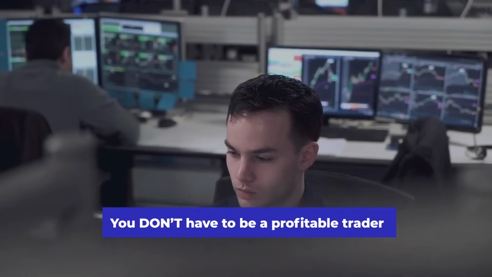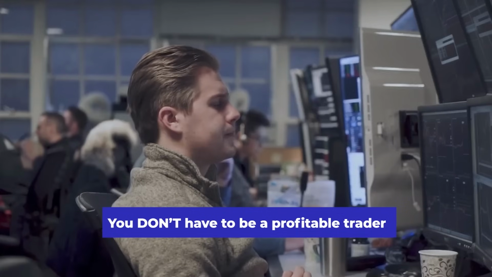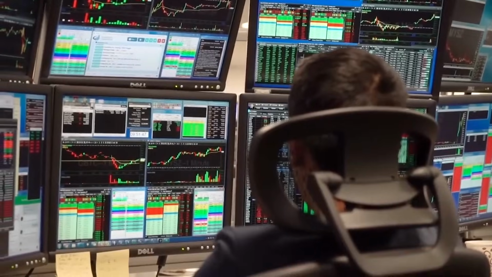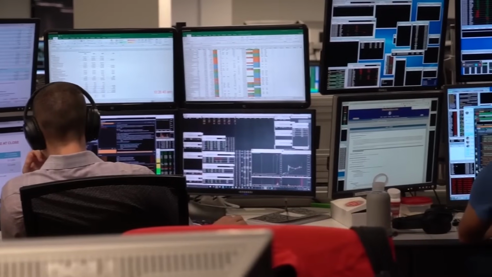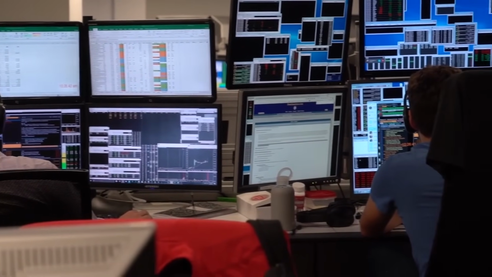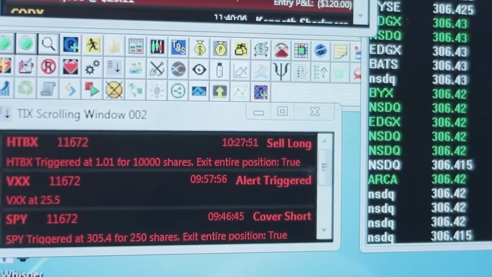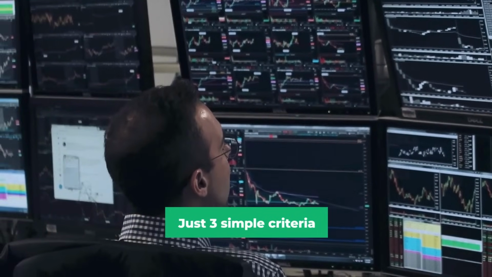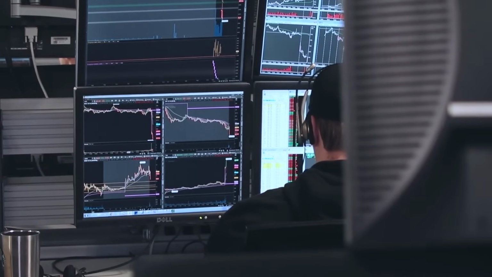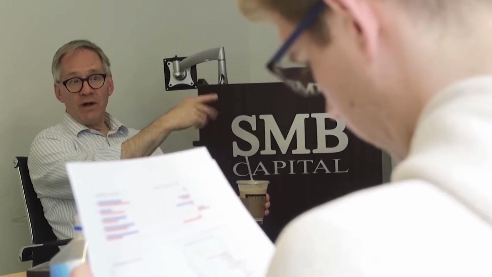And the best part? You don't have to be a profitable trader yet. In fact, we prefer to mold profitable traders with our methods and our techniques. That's why we have just 3 simple criteria that can earn anyone an interview. We're looking for highly ambitious and determined traders who fit our culture first and foremost.